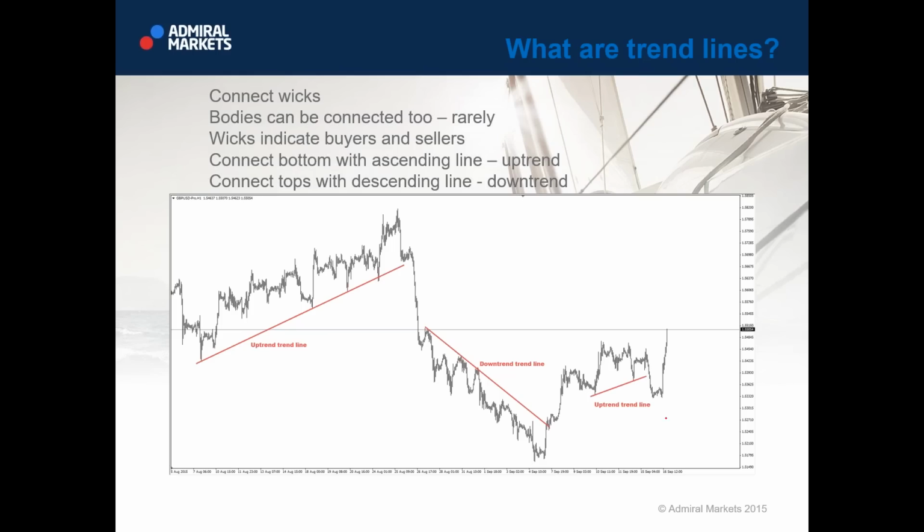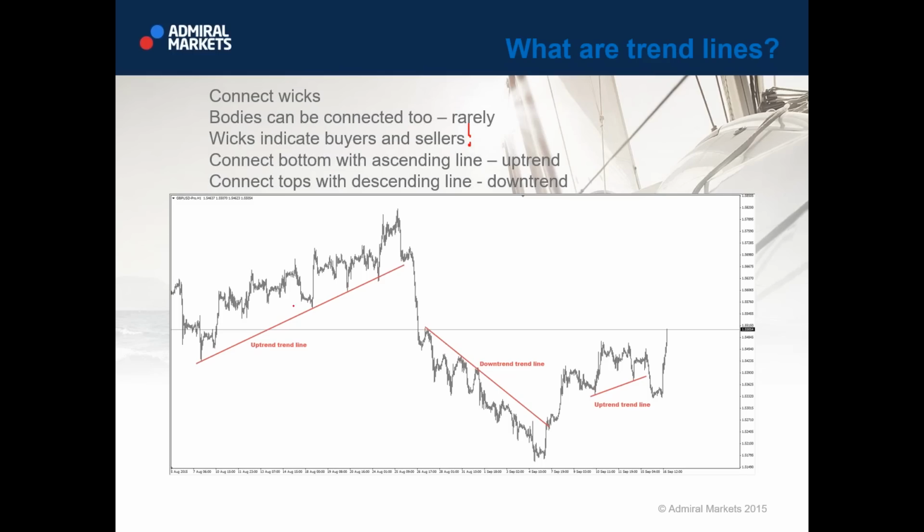Okay, buyers here, sellers there, buyers here. So we need to connect wicks. Bodies can also be connected, but rarely. So we usually connect wicks. Always important: wicks indicate buyers and sellers.